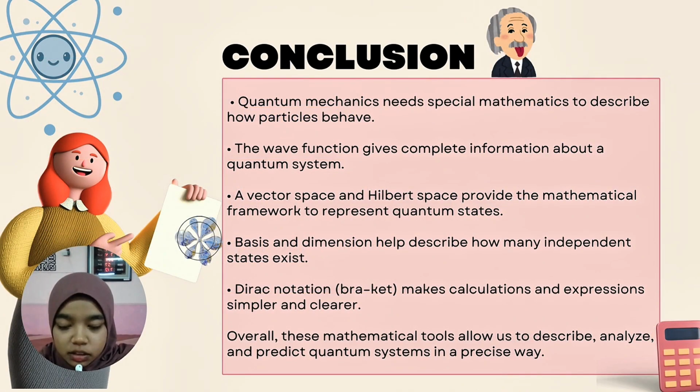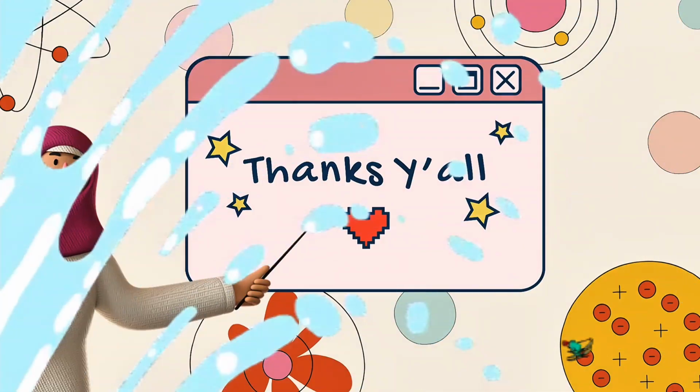In conclusion, quantum mechanics cannot be understood without mathematics. The wave function tells everything about the state of a particle. To represent this wave function, we use vector space and Hilbert space. This space allows us to treat quantum states as mathematical vectors. The concepts of basis and dimension help us know how many independent states are needed to describe a system. Finally, Dirac notation gives a simple and powerful way to write quantum states and perform calculations. Overall, all these mathematical tools work together to help describe, analyze, and predict the behavior of particles in the quantum world.